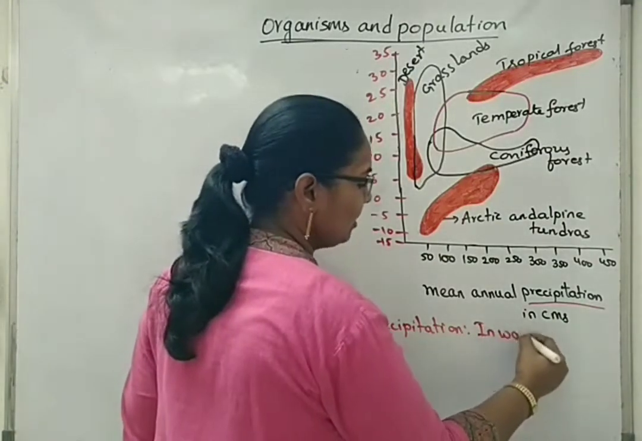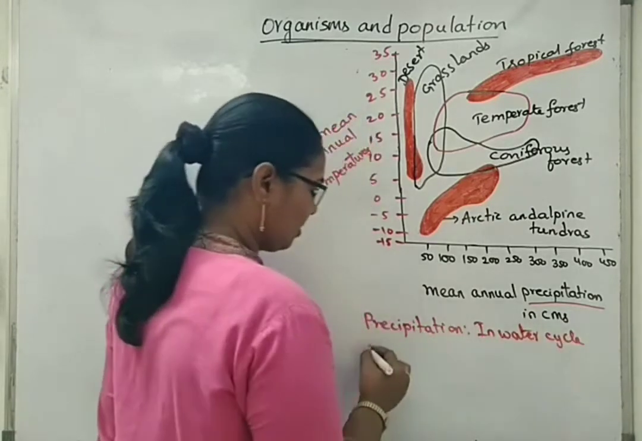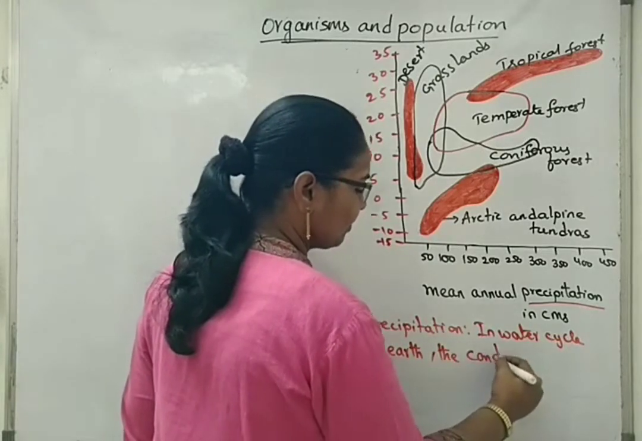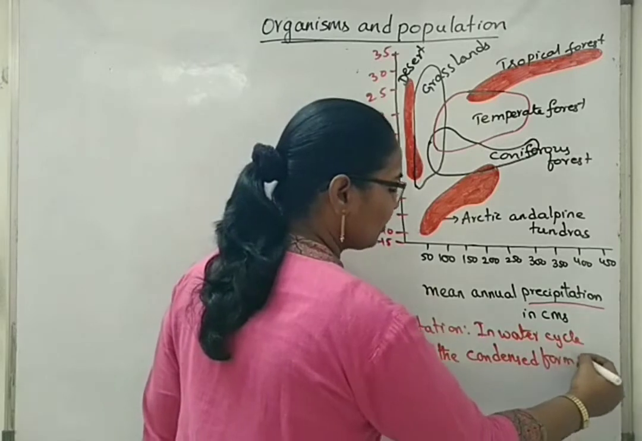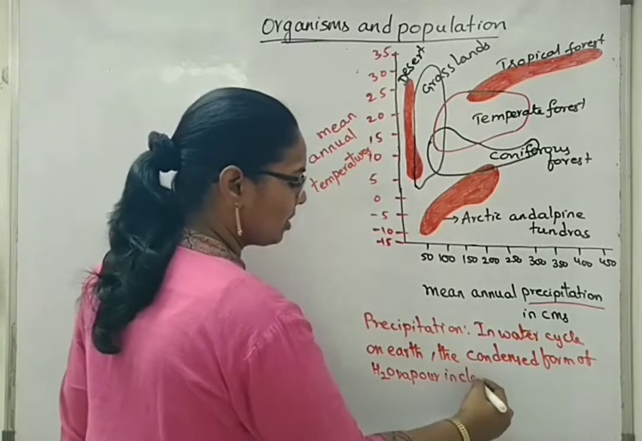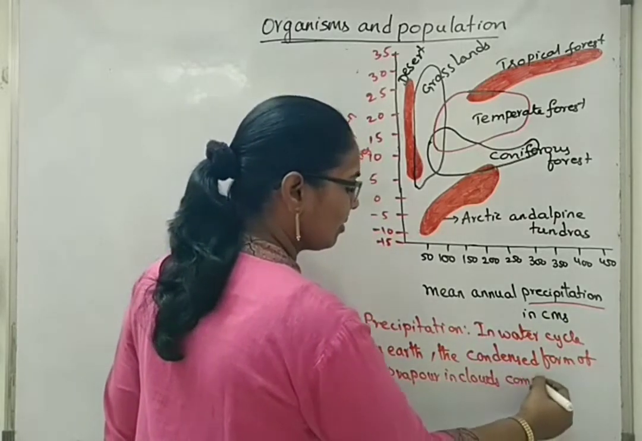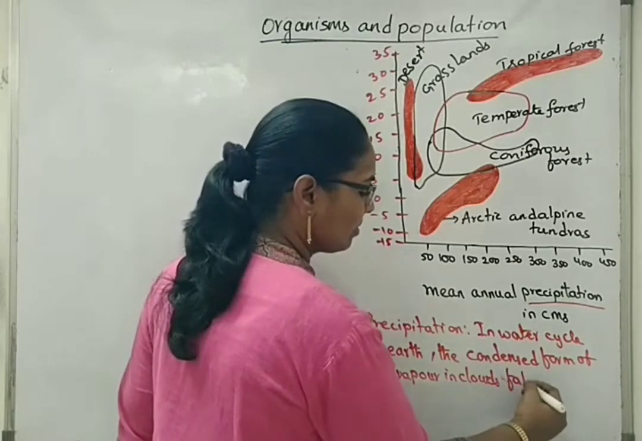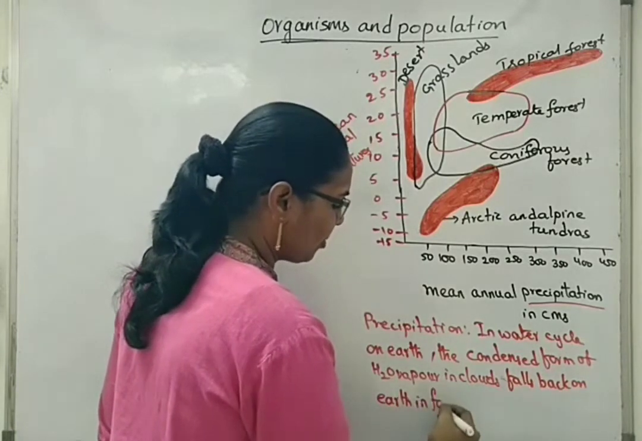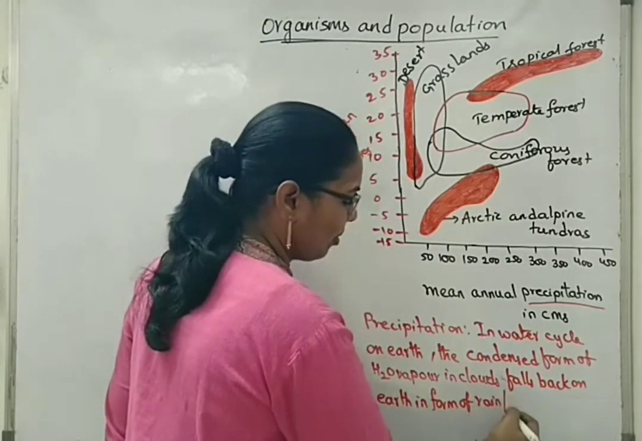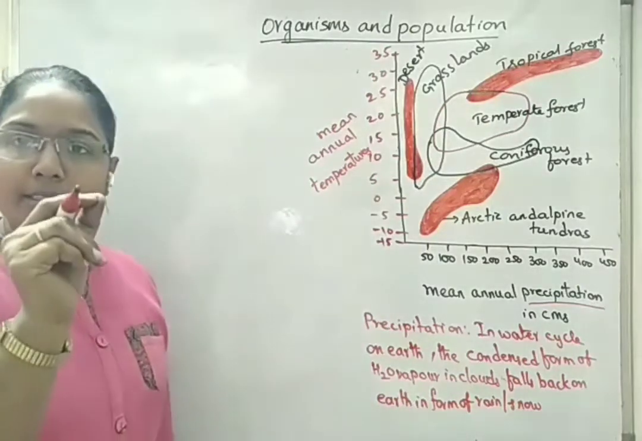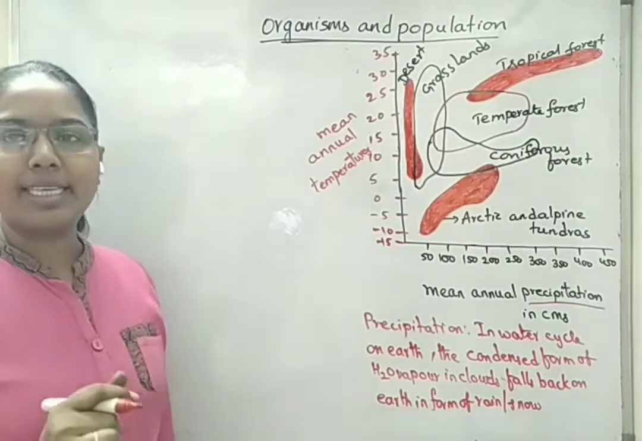So, in the water cycle on Earth, the condensed form of water vapor in clouds falls back on the Earth in the form of rain or snow. That only we are calling precipitation. We will measure the water droplets in the form of centimeters.